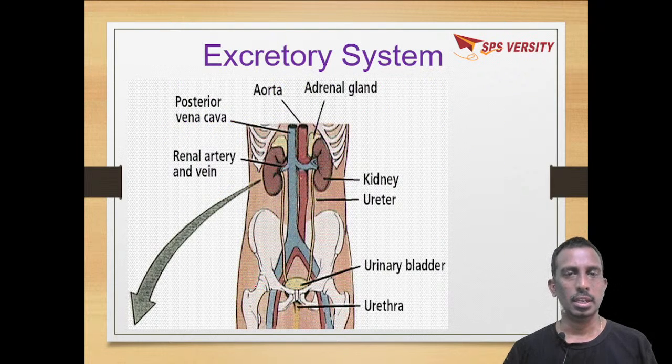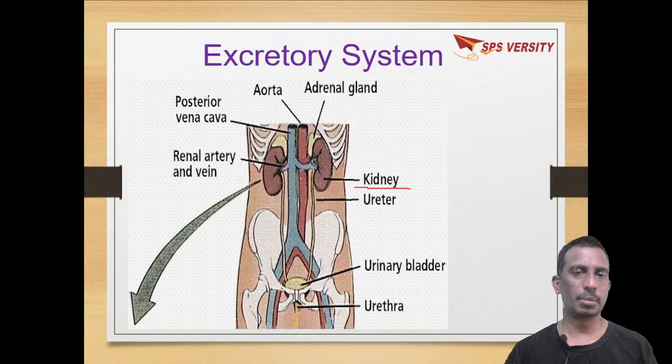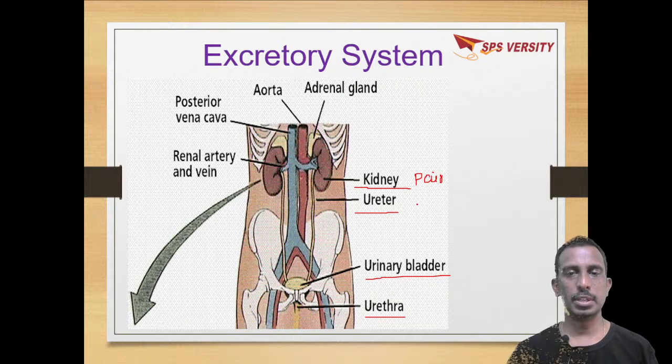Here you can see the diagram of the human excretory system. There is a pair of kidneys. From each kidney there is a tube-like structure arising, that is the ureter, which opens into the urinary bladder. And below the urinary bladder there is a tube-like structure through which urine is sent out, called the urethra. So there are a pair of kidneys, a pair of ureters, one urinary bladder and one urethra.